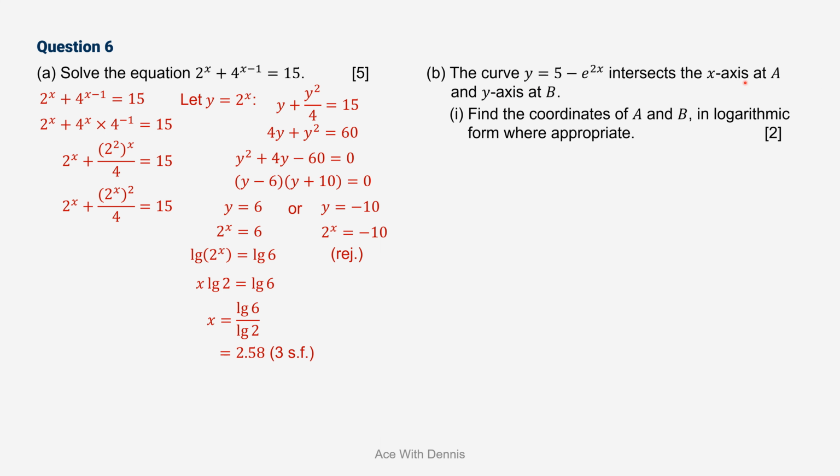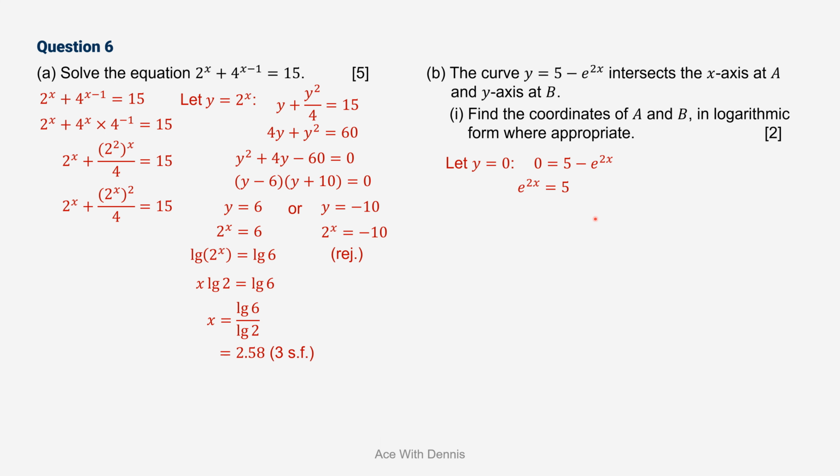So what does it mean here? When it intersects the x-axis, that means the y coordinate is 0. When it intersects the y-axis, that means the x coordinate is 0. So to find the coordinates of A, we know the y coordinate is 0, then we let y be 0, substitute into this equation, then we get 0 equals 5 minus e to the power of 2x.